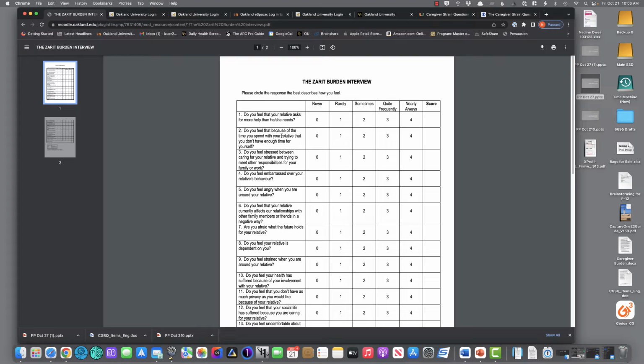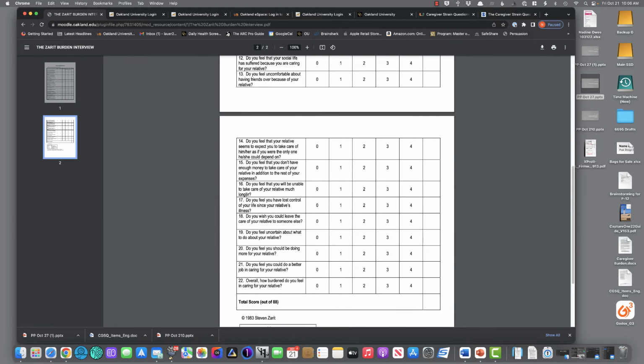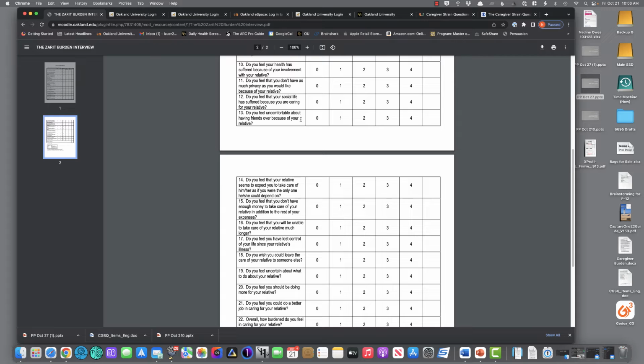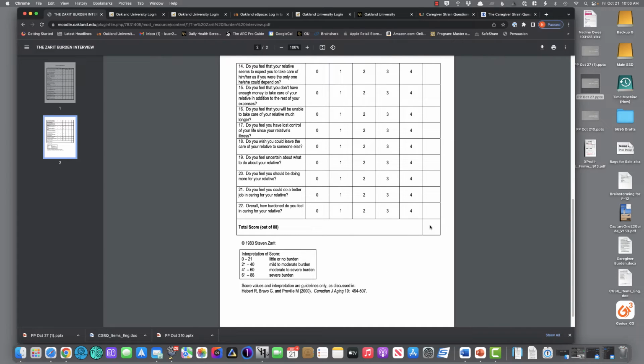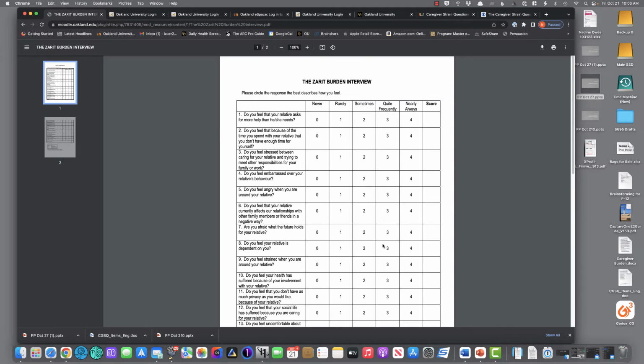It could be a son or a daughter, but it could also be that they're caring for a niece, a nephew, a parent, and so on. So, do you feel uncomfortable about having friends over because of your relative? In all of these, you count them up for the total score, and you can get as much as 88, and you can then see how much burden that person is feeling. So it's partly objective and partly subjective. So let's go back to here.